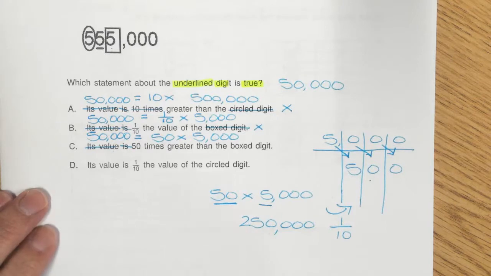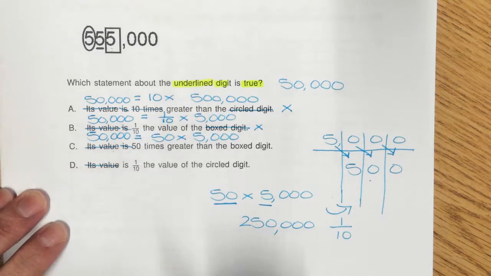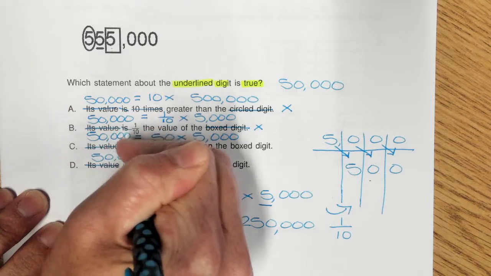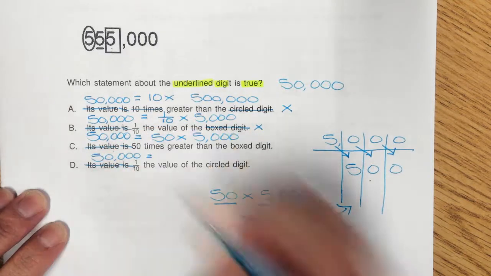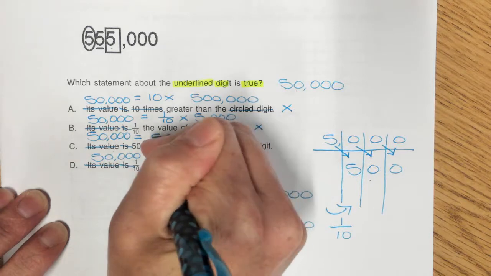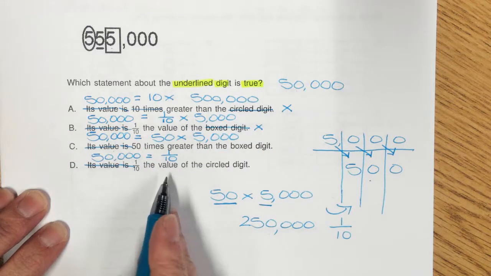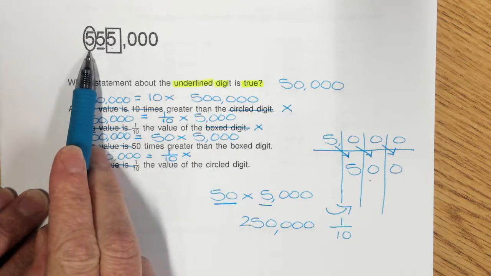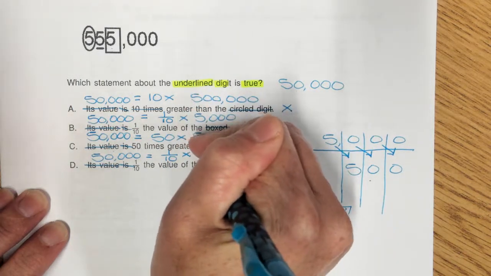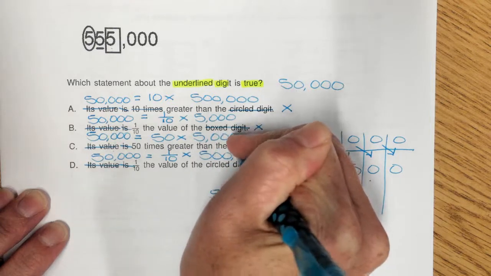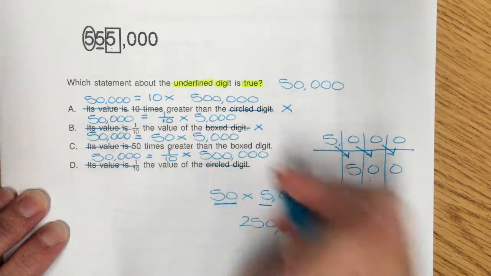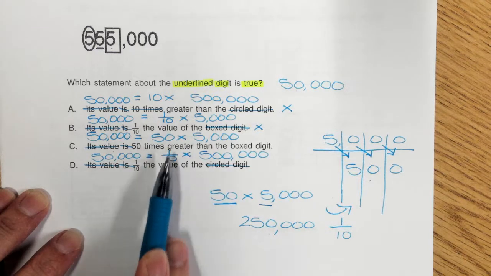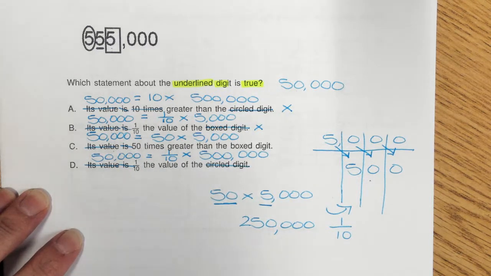Let's take a look at the next one. Looking at my next value, it says its value. Again, we're looking at 50,000. Is means equal 1/10 the value of the circle digit. So I'm going to look at my circle digit. My circle digit is 500,000. I'm going to cross out the words. 50,000 is the same as 1/10 times 500,000.